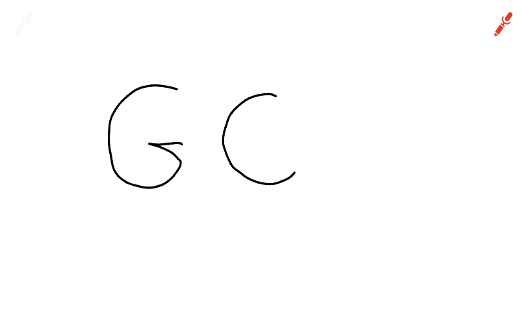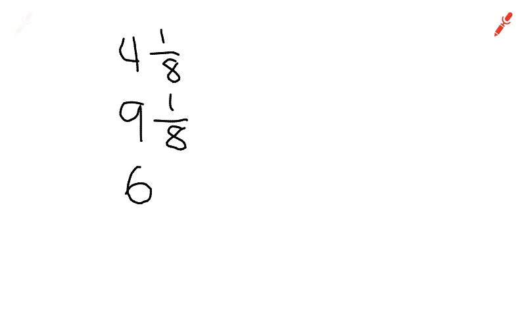Alright. 3A says to follow the signs, reduce if necessary. Remember, we reduce by using our GCF, our greatest common what? Yeah, our greatest common factor. Alright, and so our problem is 4 and 1 over 8, 9 and 1 over 8, and then 6. It says follow the signs. The sign here is to add.